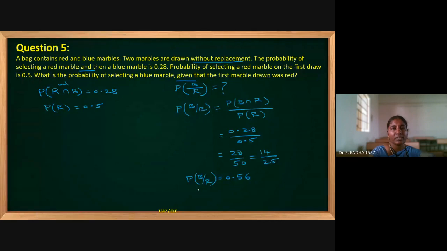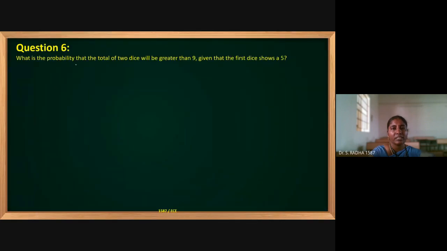I am going to the next problem. What is the probability that the total of two dice will be greater than 9 given that the first dice shows a 5? The first dice shows a 5. So here the first dice is 5. What is asked is a conditional probability. Because it is given, 5 is already done and now we need the total greater than 9. That is the probability we have to find.